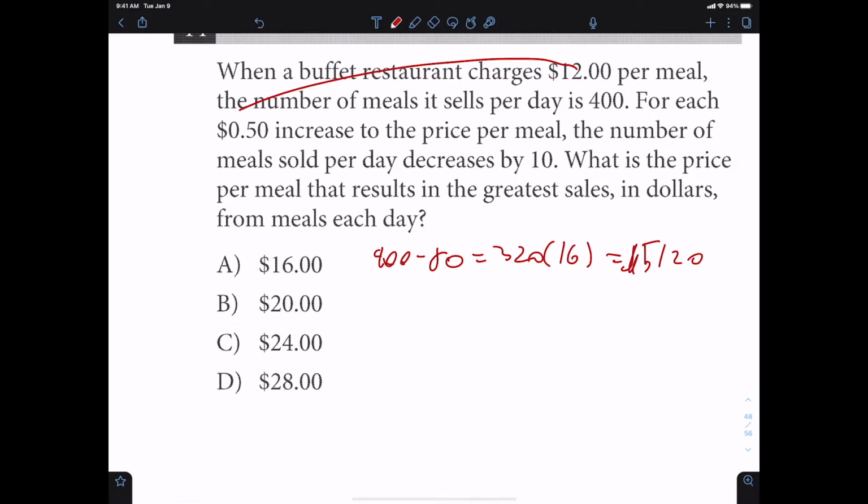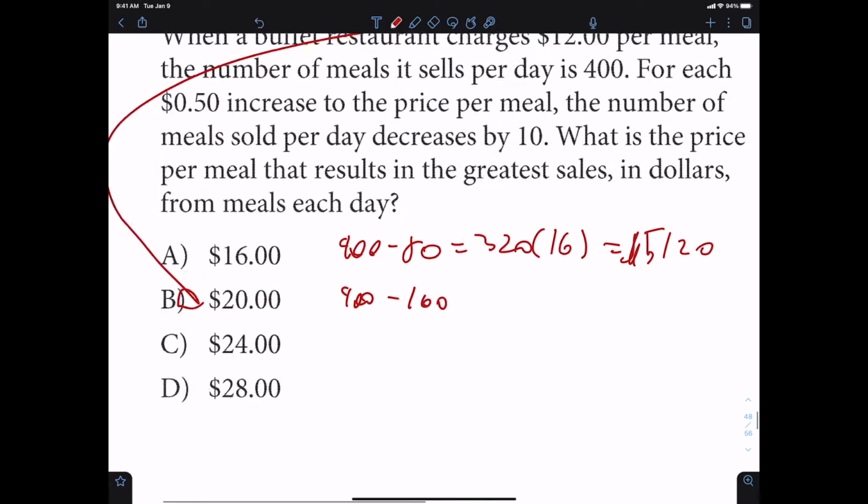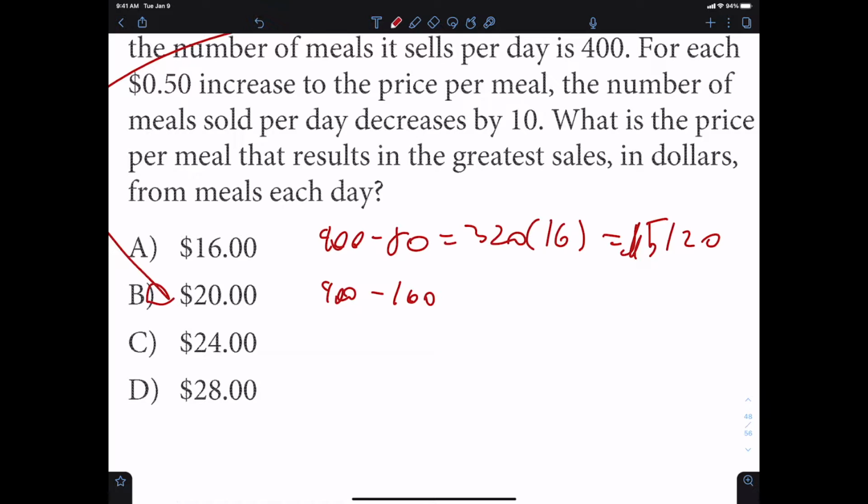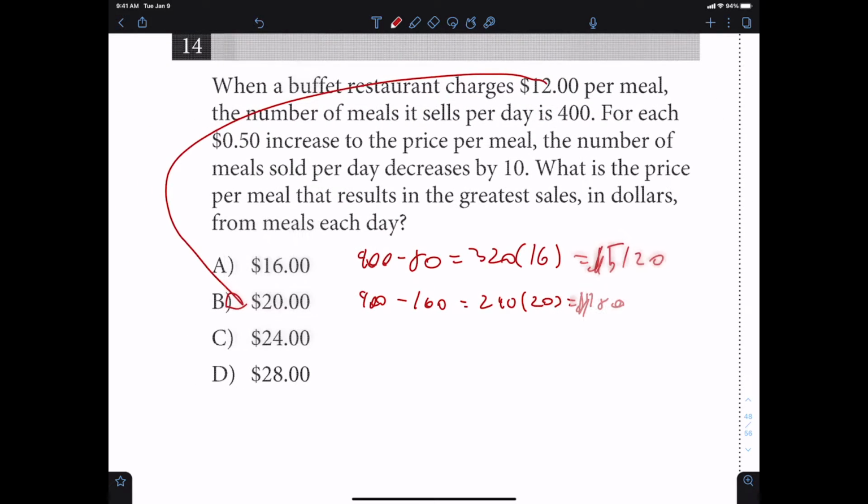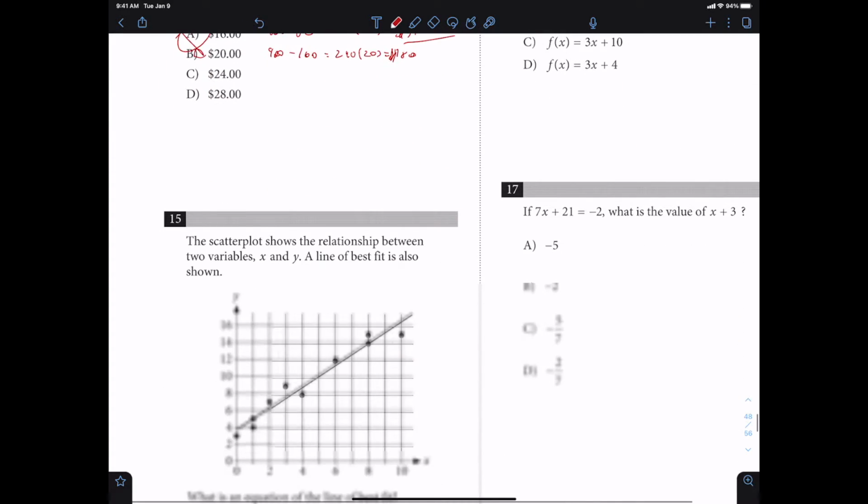From $12 to $20, we have 16 50-cent increases. So we're going to do 400 minus 160. And 400 minus 160 is going to be 240. And then we're going to multiply by the price of each meal, which is 20 in this case. And that's going to be 4,800. And if we keep doing this for each answer choice, we're going to see that they're each getting incrementally lower and lower. The answer is going to be A, because this is the most amount of money you can make.